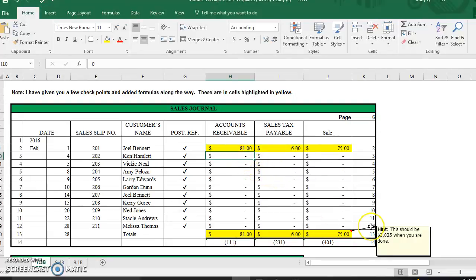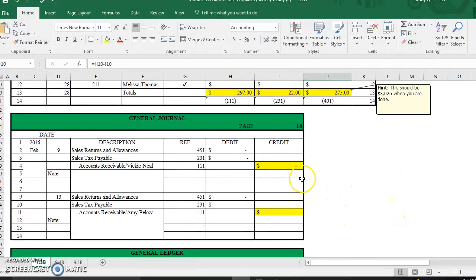So let's look at the next one for Ken Hamlet. It says that you sold Ken Hamlet a Valentine's Day party pack for $200 plus sales tax of $16. So again, your total is going to be the $216. Your sales tax payable will be the $16. And then you can see I put a formula in there for you, which makes it out to $200. If you don't want to use the formulas, that's fine. I just kind of did that as a help. Then when you go through, you're going to have all of your numbers here, and then your total sales right here should be $3,025. So there's a hint for you.